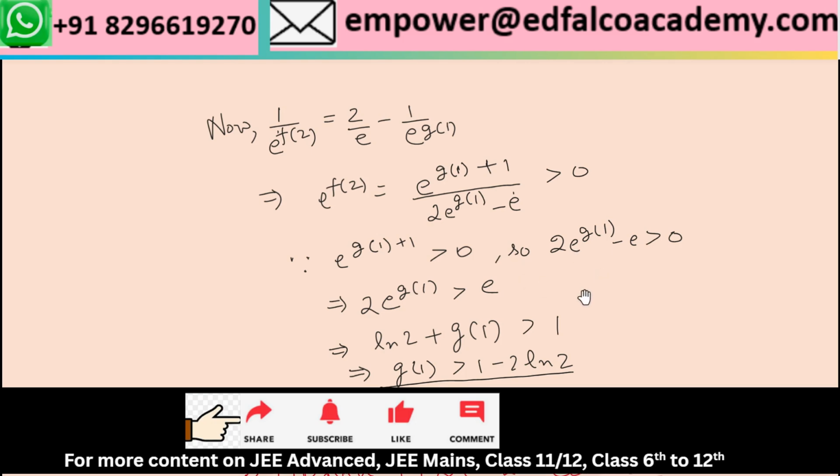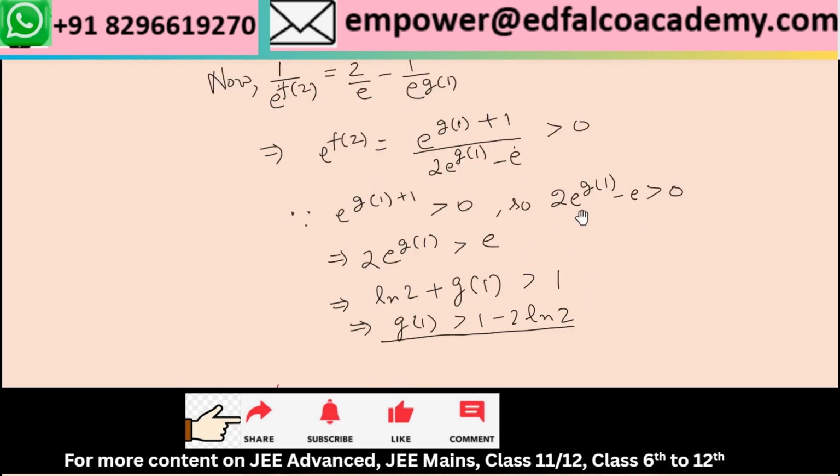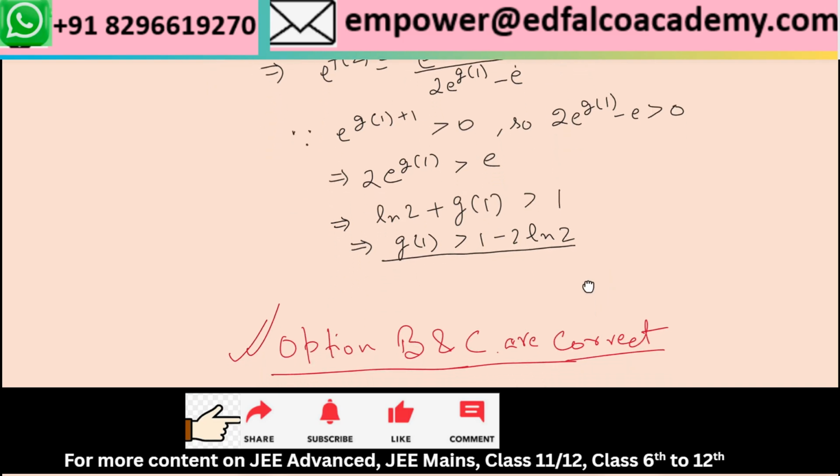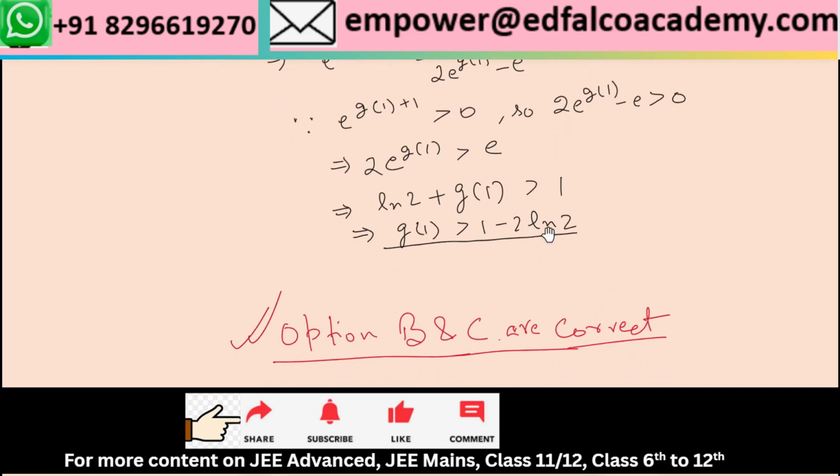And then we will land up at the same kind of equation: 2 e to the power g of 1 minus e, which is the denominator, is greater than 0, which means 2 e to the power g of 1 is greater than e. And taking the natural log on both sides, ln of 2 plus g of 1 is greater than 1. So which means that g of 1 is greater than 1 minus ln of 2. Pardon me, here it's not this, it is 1 minus ln of 2.